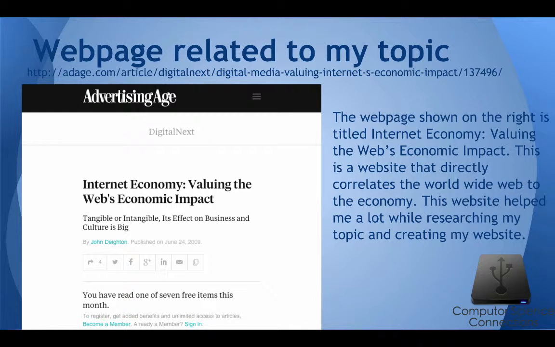This webpage is related to my topic. The webpage shown on the right is titled Internet Economy, Valuing the Web's Economic Impact. This is a website that directly correlates the World Wide Web to the economy. This website helped me a lot while researching my topic and creating my website.